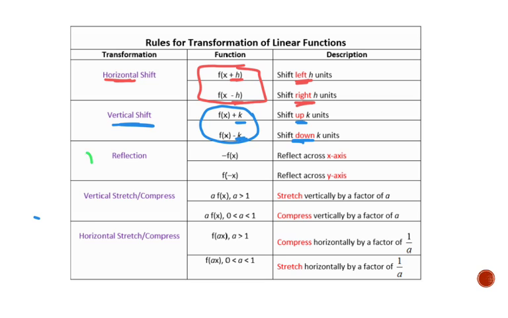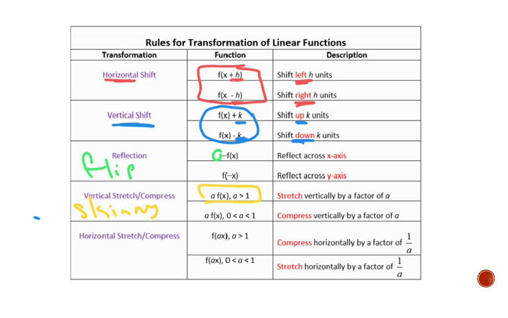A reflection is this flip that we talked about. This negative out here is what causes it to flip. And then this is your skinny or your wide. So this is your skinny if your absolute value is greater than 1. And it's going to be wide if your absolute value is between 0 and 1.